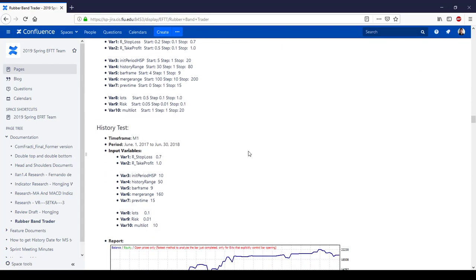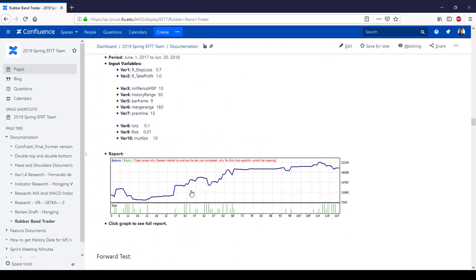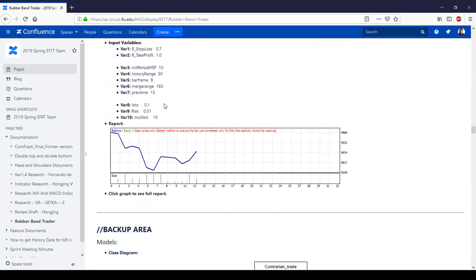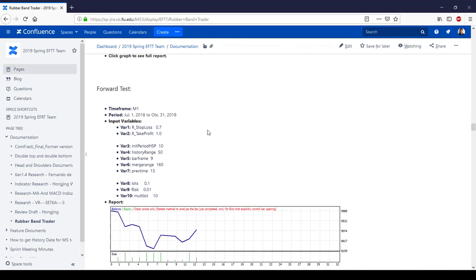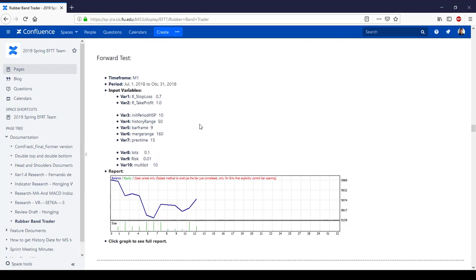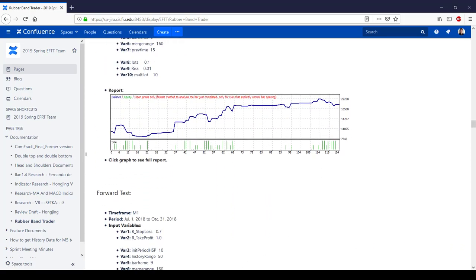Further below we have the variables and the history test that shows a pretty good profit based off of the input variables set here. The forward test is at a bit of a loss since, well, in most cases the forward test is based on a different time period, so since it was not optimized, it is possible to get a loss. Now let's look at the actual code.